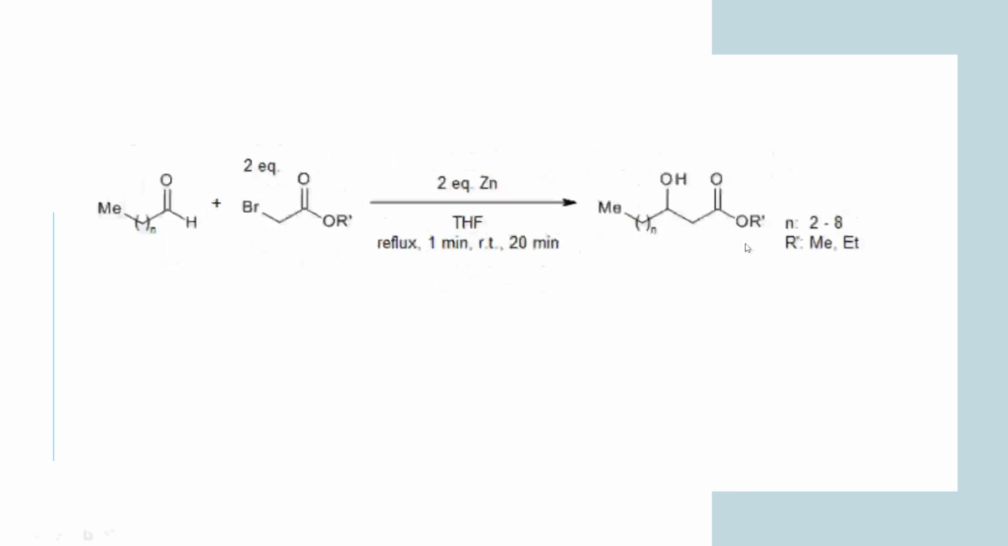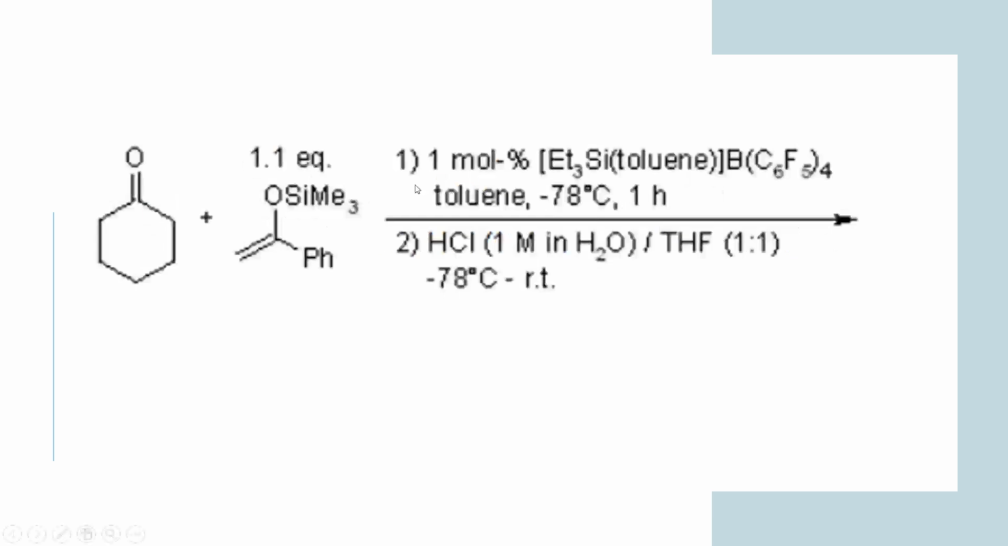Okay, we will come to that a little later. In the next question, what are we doing? We are treating the cyclohexanone with this silyl enol ether. Okay, this is a silyl enol ether. And what will happen if we treat this cyclohexanone moiety with silyl enol ether in presence of, in the first step, this compound? You do not get scared looking at this compound. This is just a boron containing Lewis acid.